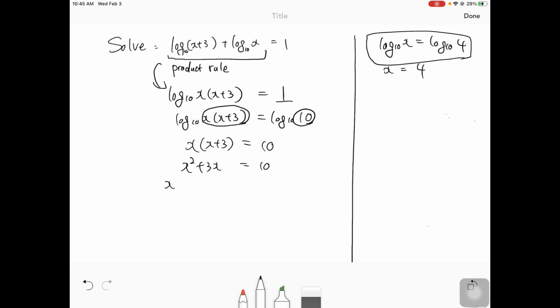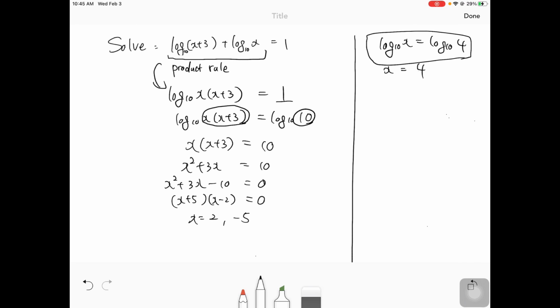So first you need to make the right side 0. x squared plus 3x minus 10 is equivalent to 0. And you factor it. x plus 5 times x minus 2 is equal to 0. The solutions are x equals 2 and negative 5.